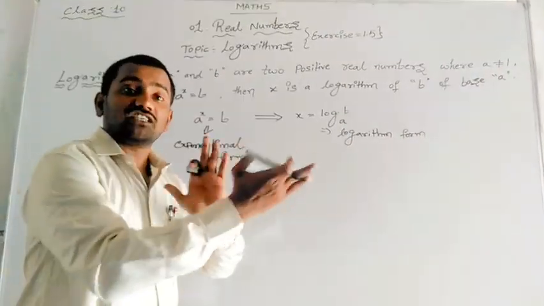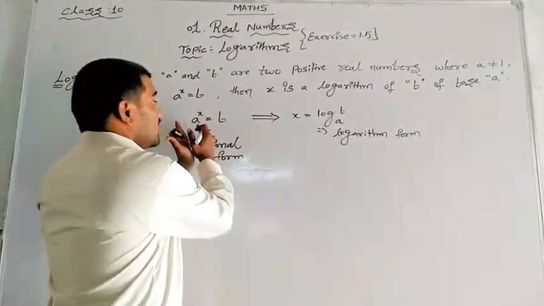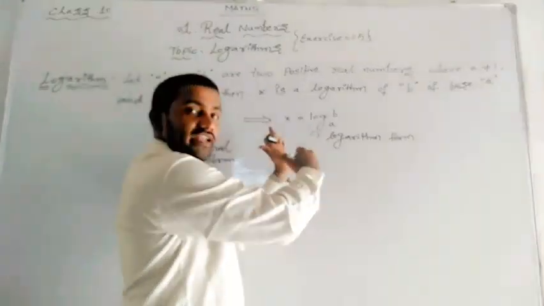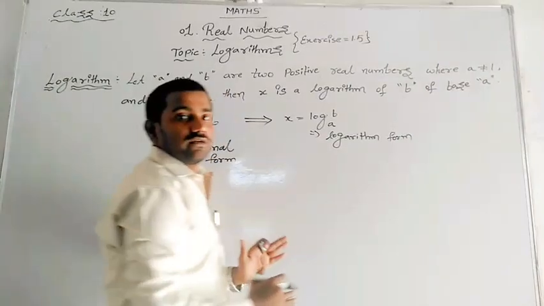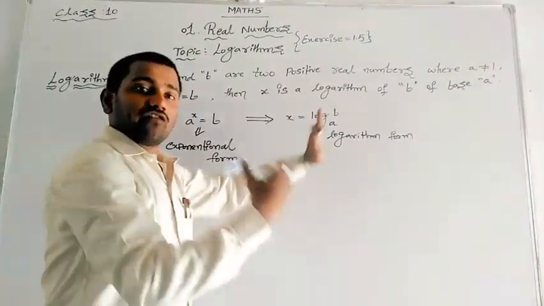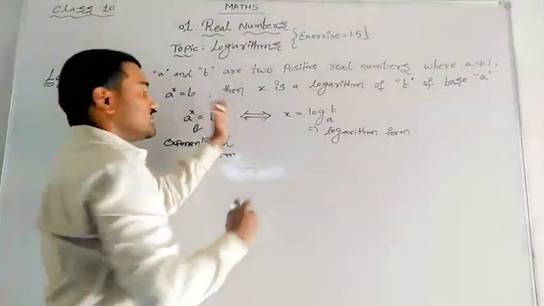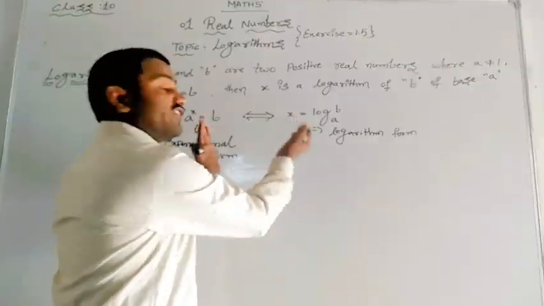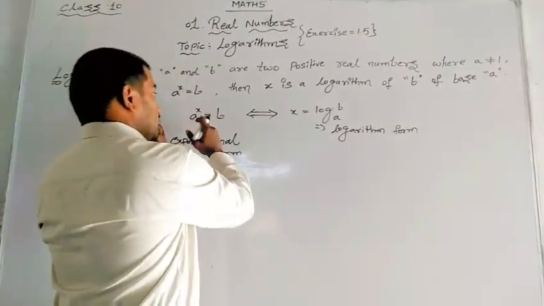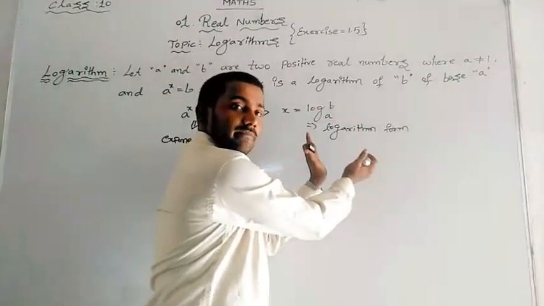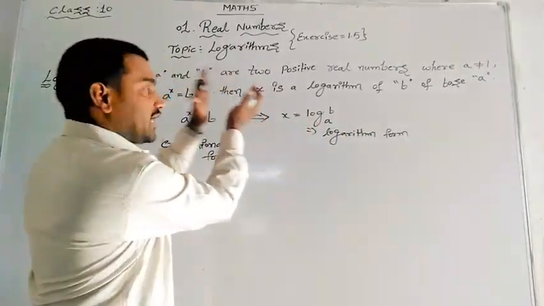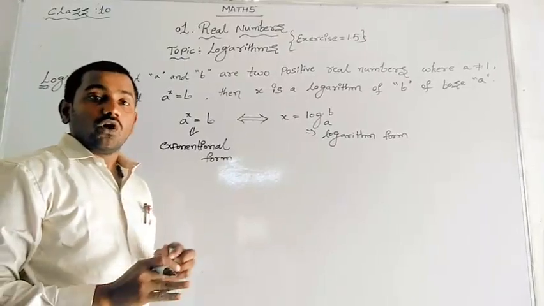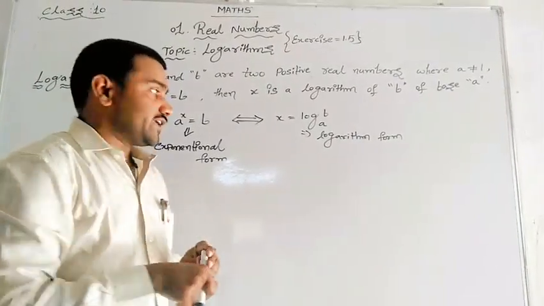This happens if and only if. That means if it is in the exponential form, we can convert it to the logarithm form. Suppose a problem is in the logarithm form, we can also convert it to the exponential form according to the problem. So it happens if and only if, it also satisfies this condition. Let me take some questions to understand this.